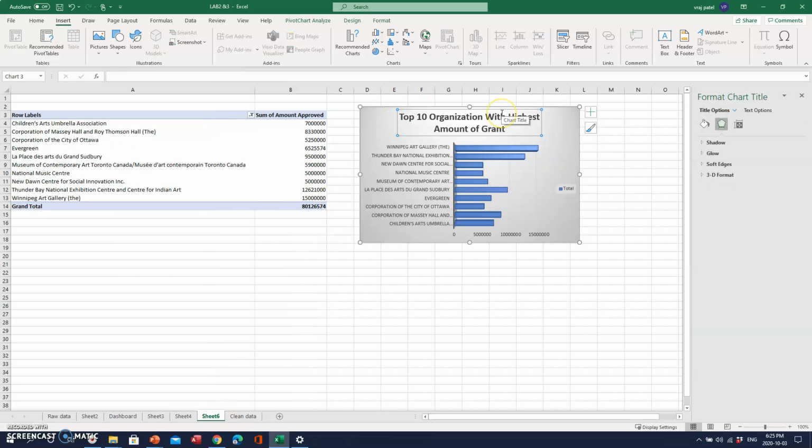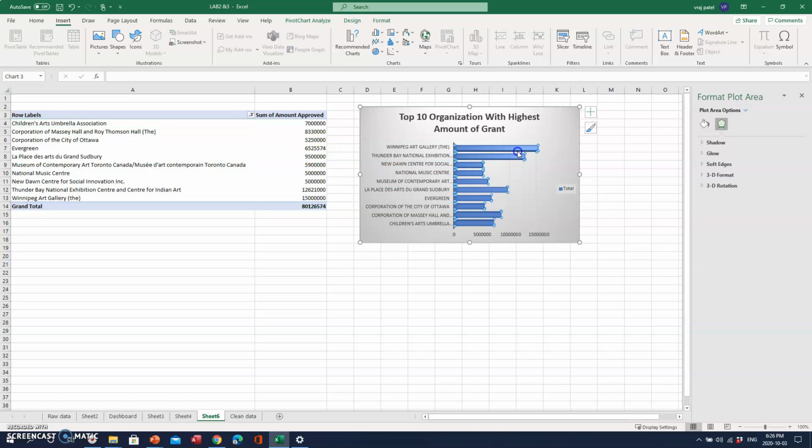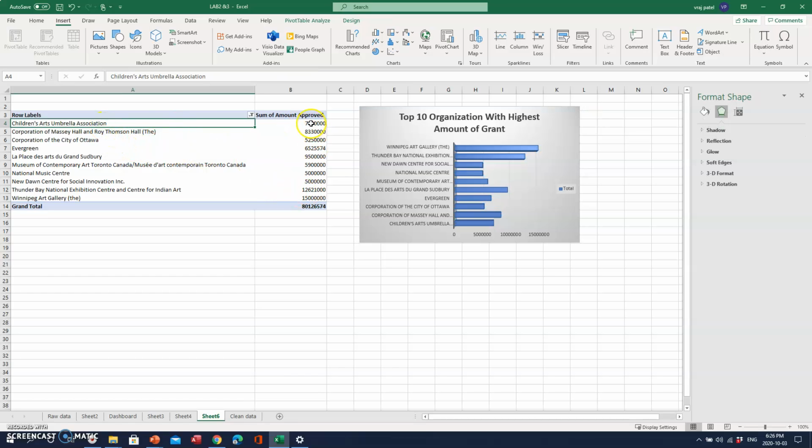And this is the last and fourth table which I made. This is all the organizations first of all, and these are the top 10 organizations with the highest amount of grant they have got. The organization named Winnipeg Art Gallery got the highest amount of grant among all, from both of these years. This shows the sum of both years. So this is the highest amount of grant they got, the top 10 list of organizations.